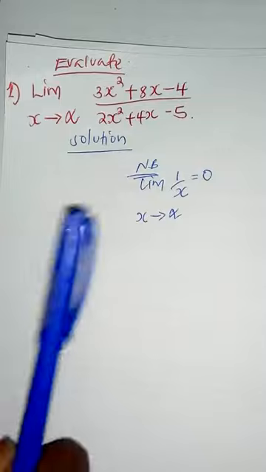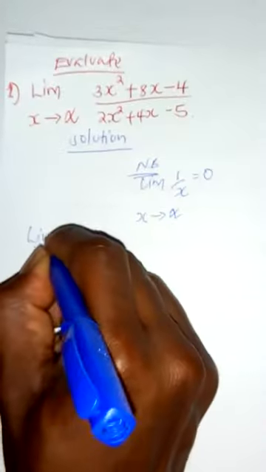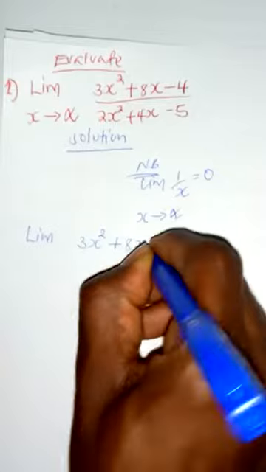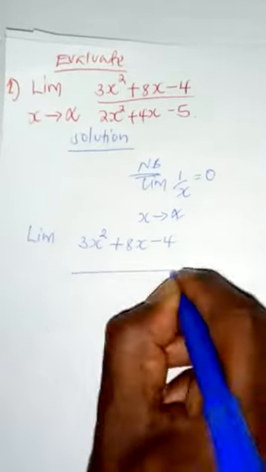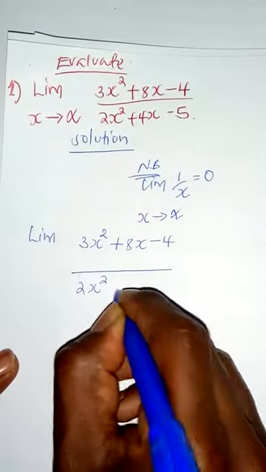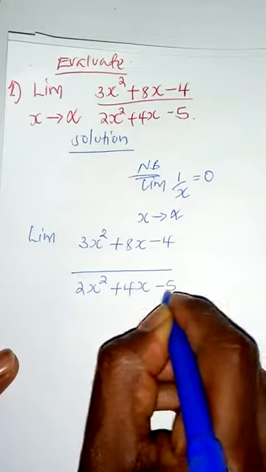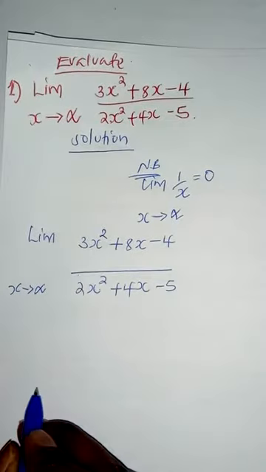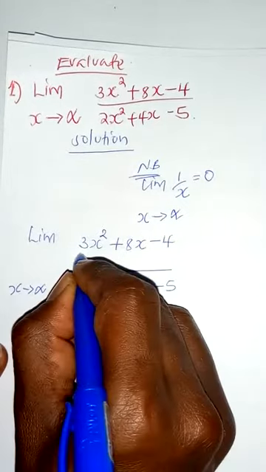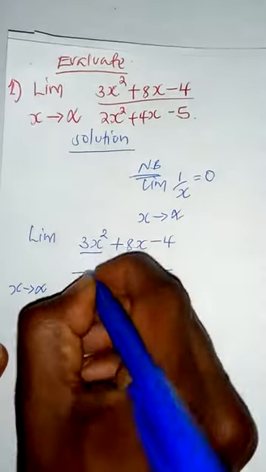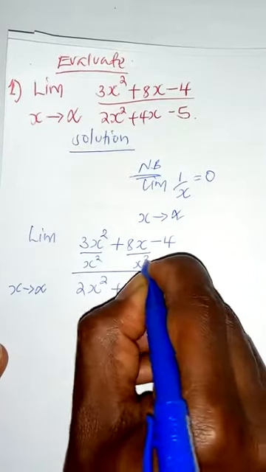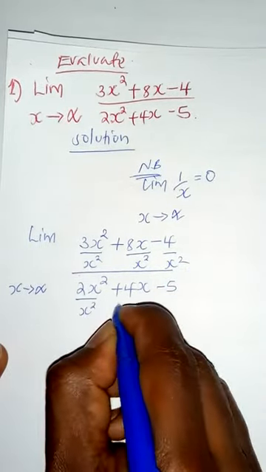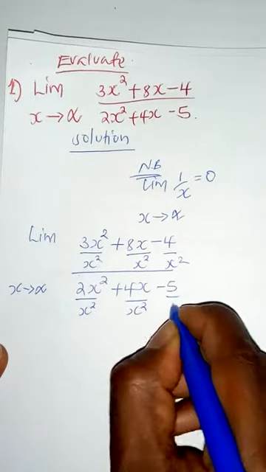So here we go back to our example. We have the limit of 3x squared plus 8x minus 4 over 2x squared plus 4x minus 5 when x is approaching infinity. In this particular case, we will divide the numerator by x squared, and the same to the denominator, x squared.